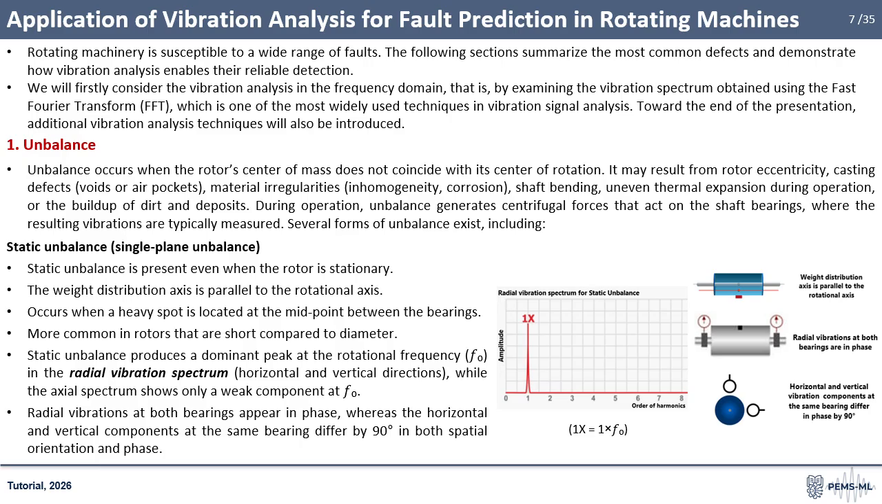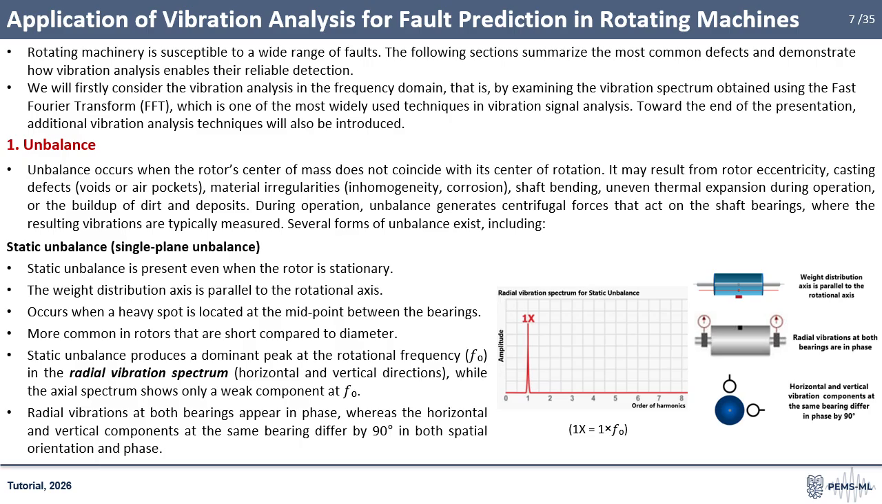The first fault considered is unbalance, which occurs when the rotor's center of mass does not coincide with its axis of rotation. Unbalance can result from rotor eccentricity, manufacturing defects, material inhomogeneity, corrosion, shaft bending, uneven thermal expansion, or the accumulation of dirt and deposits. During operation, unbalance generates centrifugal forces that excite the shaft bearings, where vibrations are typically measured.